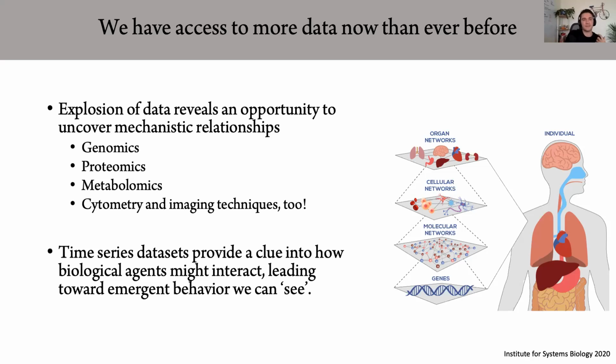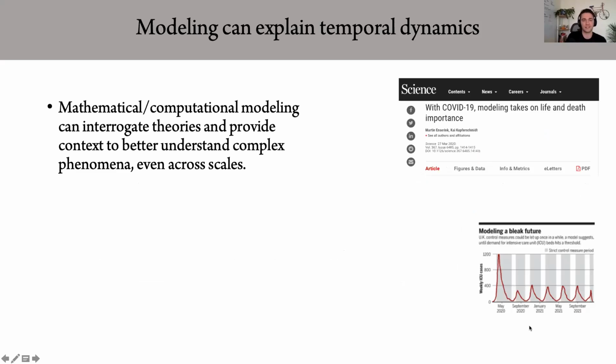But as I'm stating here, it really only provides a clue, and we're not entirely sure what those mechanistic relationships are between these different scales and even between biological agents within the same scale. And this is where mathematical modeling comes into play. This is really one of the benefits of mathematical modeling, that we can start to explain temporal dynamics that you see in these different data sets. We can start to interrogate assumptions and biological theories that we have about what's happening within these different scales. And then we can even provide context to better understand complex phenomena across these different scales.